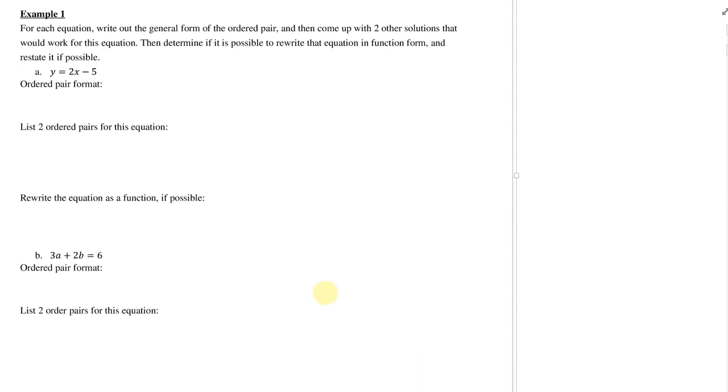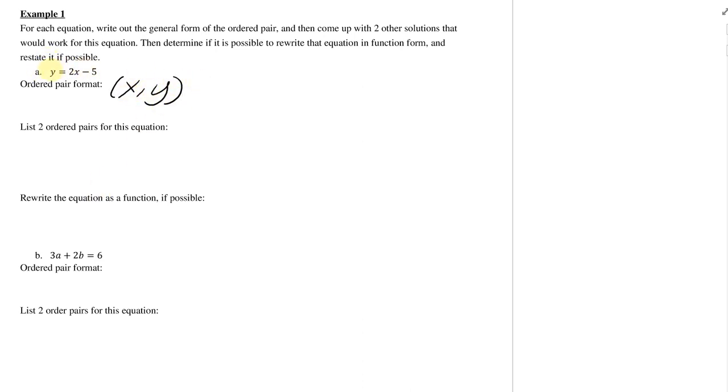So to start here with example 1, what I want you to do is look at these, and start thinking, okay, I see 2 letters here, and the first thing that I want you to do is think about this in terms of ordered pairs. So in general, with ordered pairs, these go in alphabetical order. So in this case, with how I have this written, I have x comma y. That will be the form of my ordered pair.